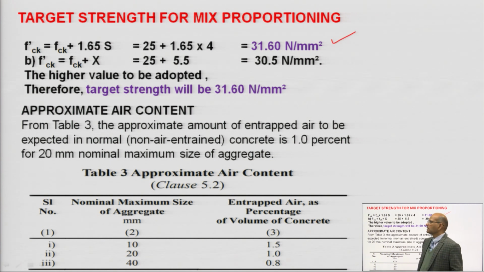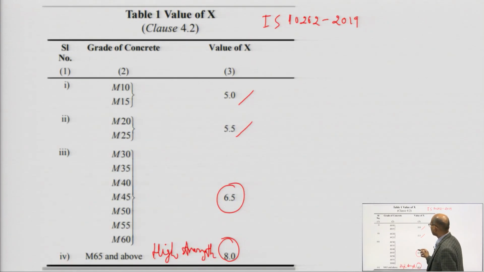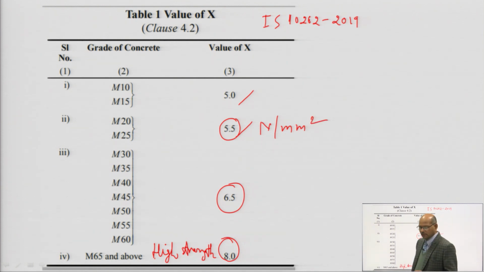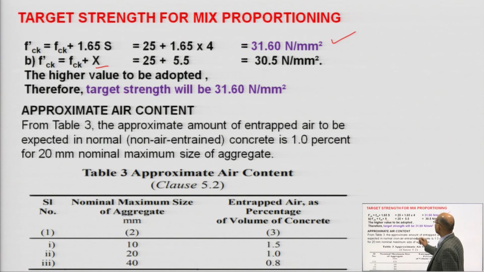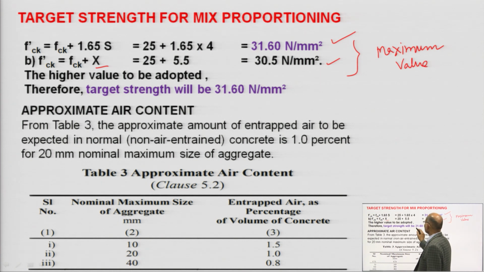Similarly, we have another equation, F dash CK, mean target strength, equal to FCK plus X value. If you see table number 1, the X value for this one is 5.5 Newton per mm square. So, this data you have to take from this table, and here it is coming 30.5. Out of these, whichever has the maximum value, you have to take the maximum value. If you take the maximum value, our mean target strength will be 31.60.